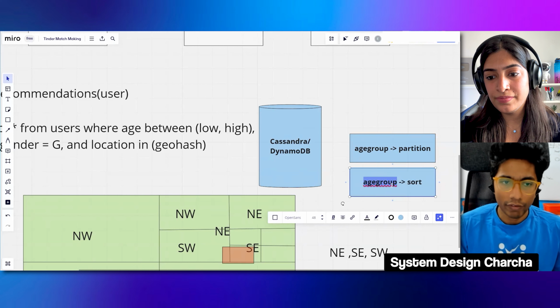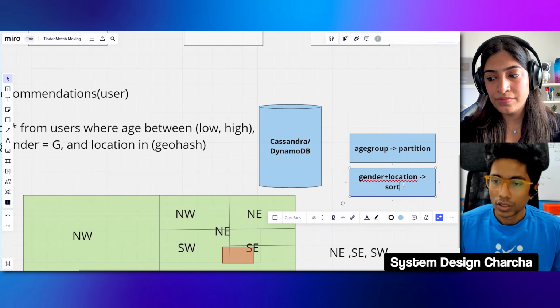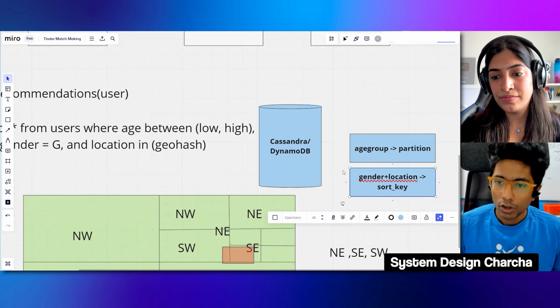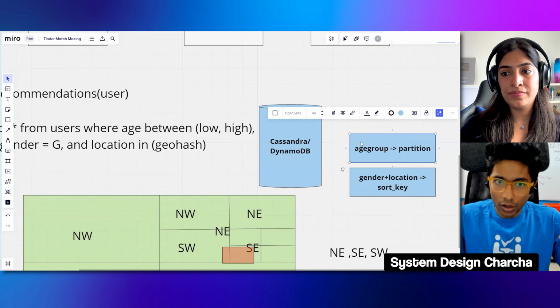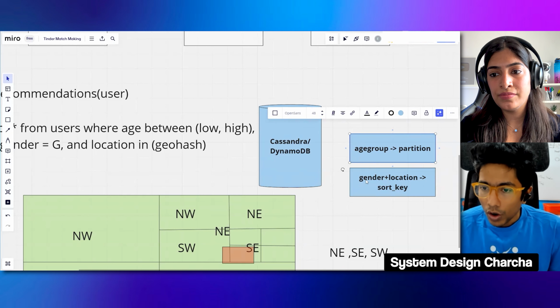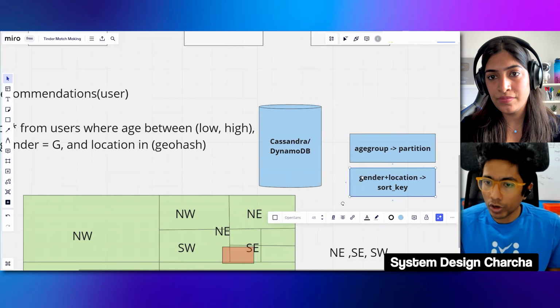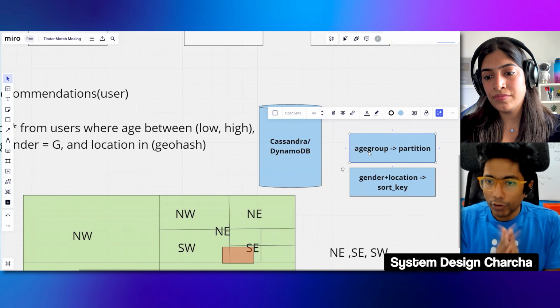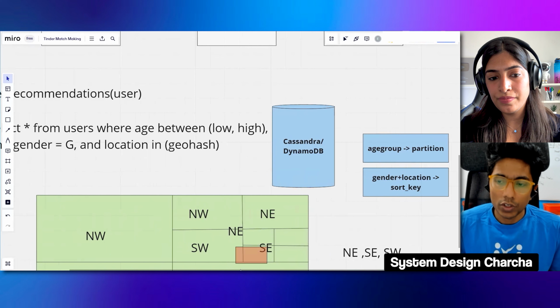So let's say you have age group, and then you have gender plus location. This is your sort key. So what's going to happen now is you say you want all the people between 18 to 25 as your preference. So we are going to hit all those shards. Then we have gender and location sorted, so each of those is going to take log n time. We're going to quickly find all the users you're interested in for each age group. And then we are going to fetch the results, aggregate them, and give them back. So this will be order log n, pretty fast.